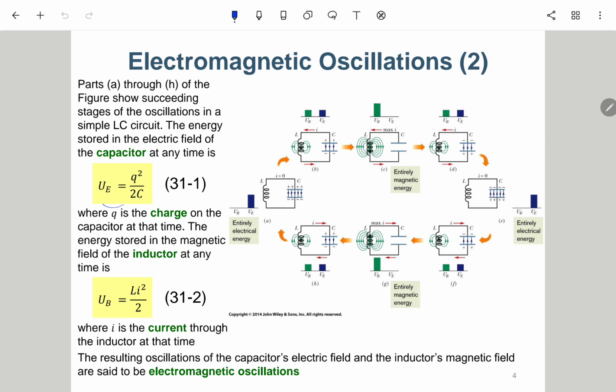So this is U_E equals Q squared over 2C, or you can write it as 1/2 CV squared. It just depends on which form you like. You can just make use of Q equals CV, so that you can also have 1/2 CV squared. And then U_B equals 1/2 LI squared.